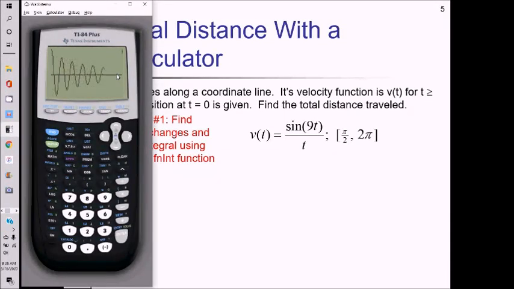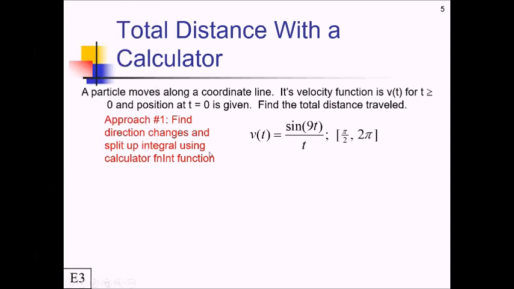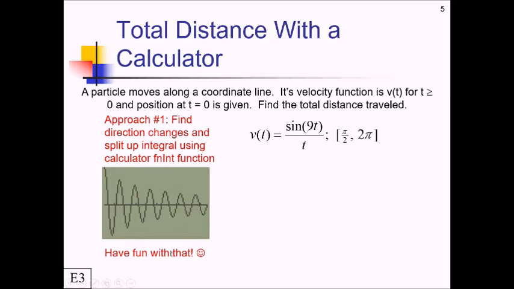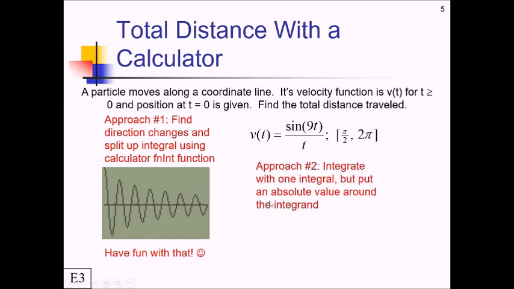So I need to figure out where this thing is crossing the x-axis, create a separate integral, and take the absolute value of each integral every time this crosses the x-axis, since the velocity is telling us that we're changing direction. Yeah, have fun with that. There's got to be a better way. So rather than taking all these different integrals and forcing each of them to be individually positive, another way you could do this, if you have a calculator, and only if you have a calculator, is to integrate with a single integral, but put an absolute value around the integrand itself.